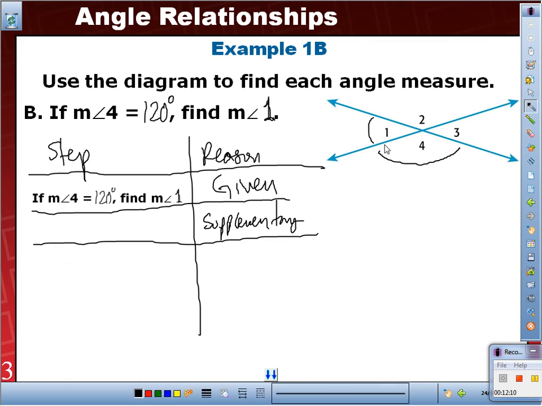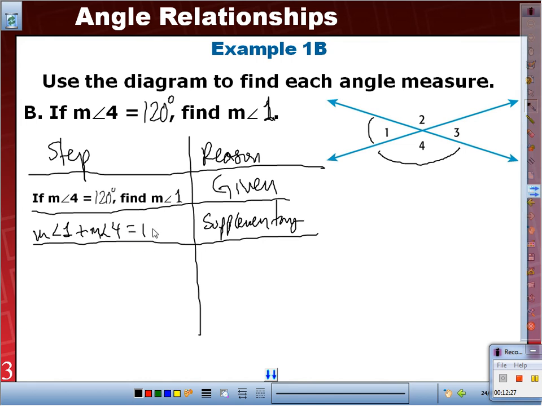Supplementary angles, what does that mean? What can I write? Measurement of angle 1, what else? Plus, bam, Maria. Measurement of angle 4, bam, is equal to 180. Is that correct? Yes. And now we can do our next step.